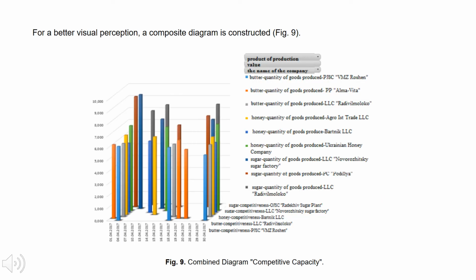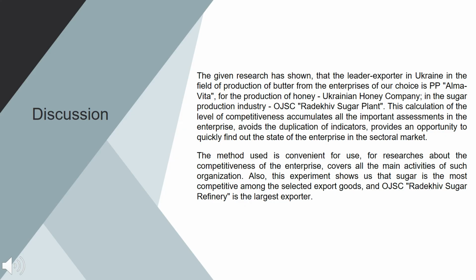For a better visual perception, a composite diagram is constructed. Figure 9. Combined diagram. Competitive capacity. Discussion. The given research has shown that the leader exporter in Ukraine in the field of production of butter from the enterprises of our choice is PP Alma-Vita, for the production of honey it is Ukrainian Honey Company, in the sugar industry OJSC Radechiev sugar plant.